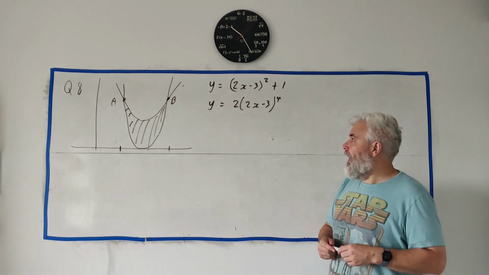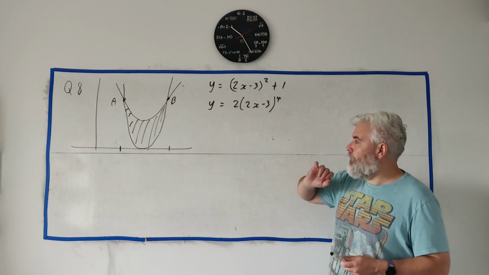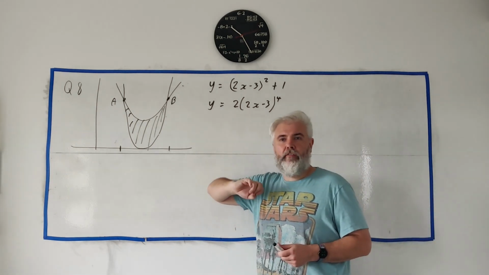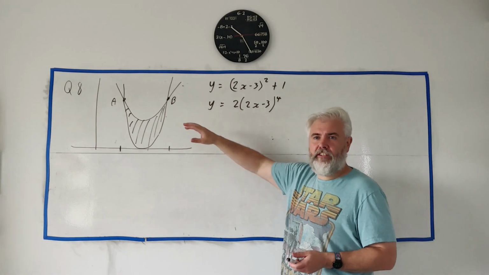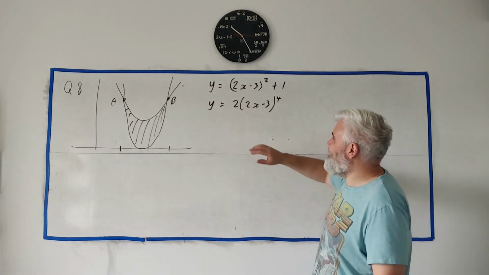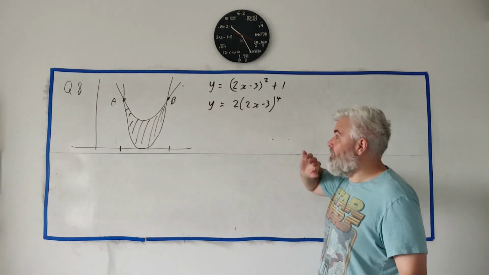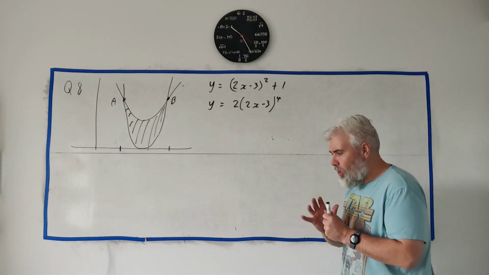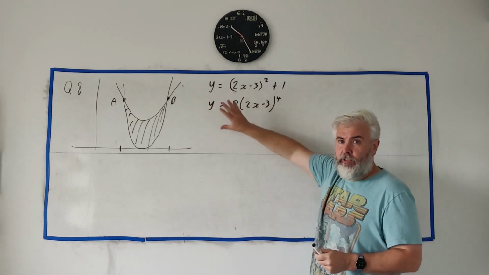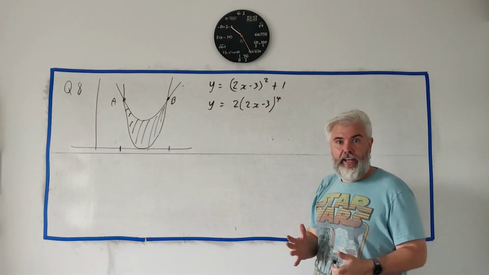Part A asks us to find the coordinates of intersection, the points of intersection of these two curves, A and B here. So we do that like we always do. We put the curves equal to each other and try and solve for x and y.